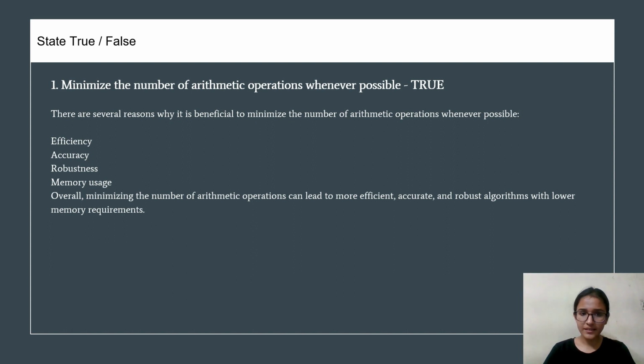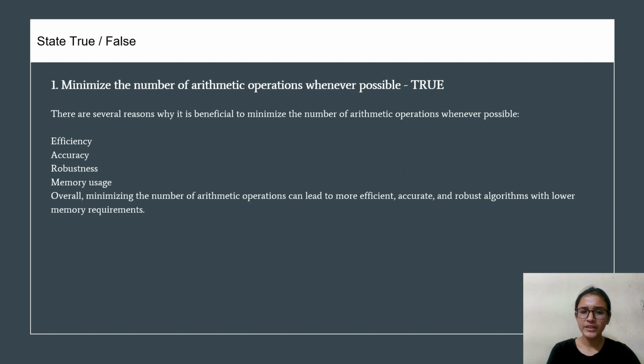We have to state whether the written statement is true or false. So, let's move on to the first statement, which states that we minimize the number of arithmetic operations whenever possible. This statement is true because there are several reasons why it is beneficial, as in case of efficiency, accuracy, robustness, memory usage. So considering all these factors, this statement can be considered as true.